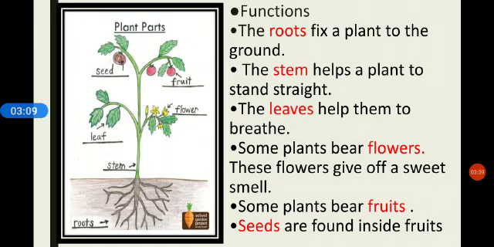What is the function of a root? A root holds the plant in the soil. Roots fix a plant to the ground. Then root brings water and nutrients from the soil to the plant. Roots are usually underground. Now, the next part, that is stem.